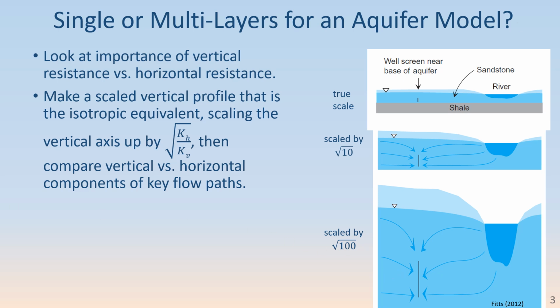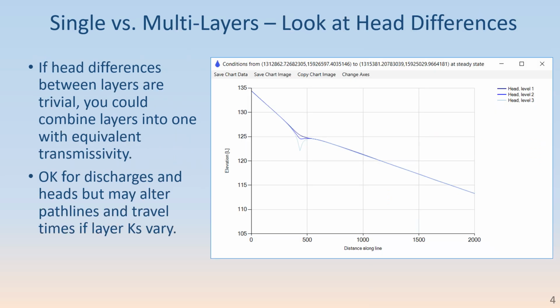So this is a good approach. Make a scaled vertical section of your critical flow paths and think about how much horizontal versus vertical resistance there is. Another way to discern 2D versus 3D is if you've got a 3D model, you can look at the head differences between the different layers or levels in your model and see whether they are significant.